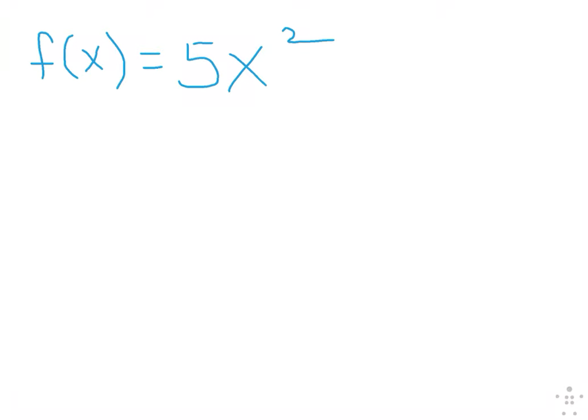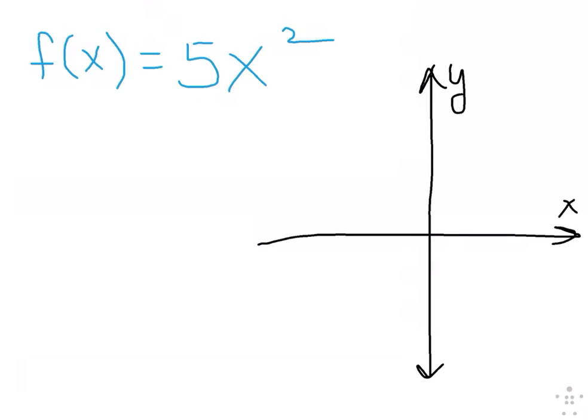What parent did I give you for this one? X squared. It's a nice parabola. It looks like a U. Okay, so as I draw it over here, draw something like that. Okay?